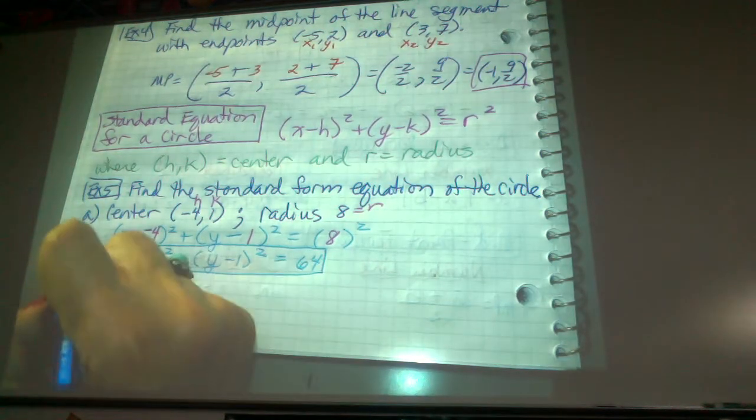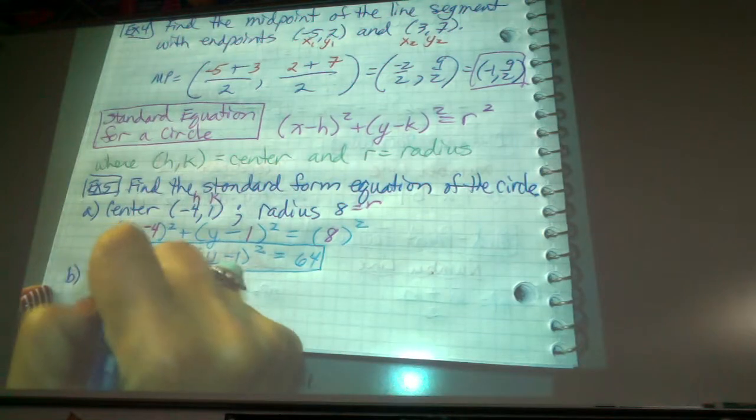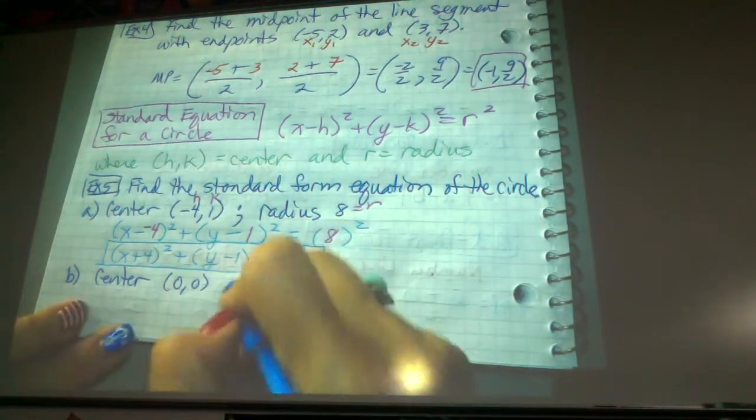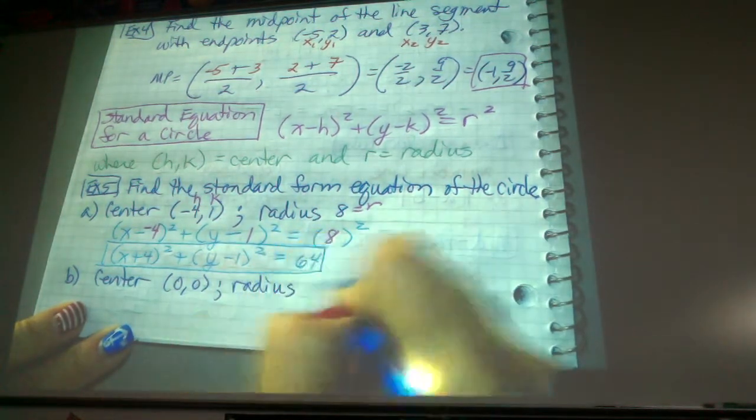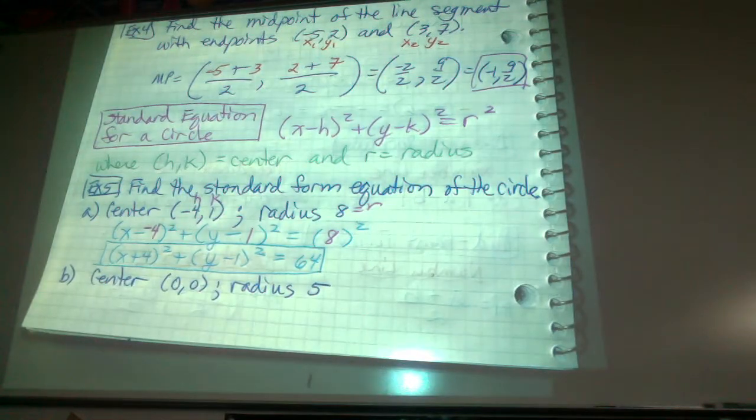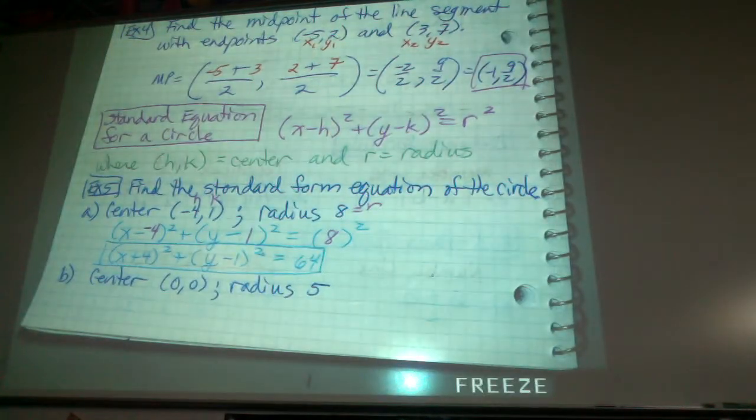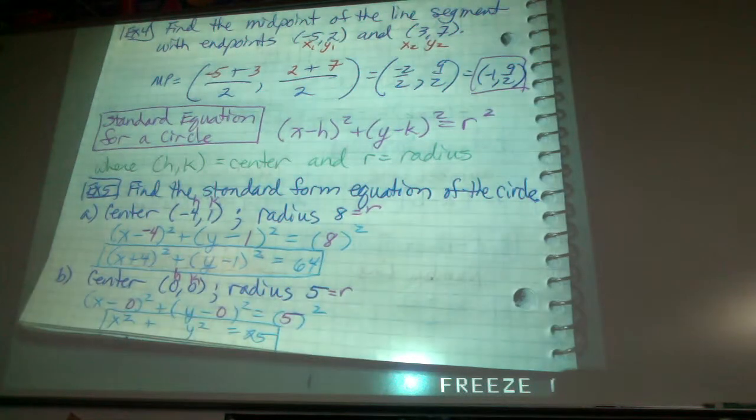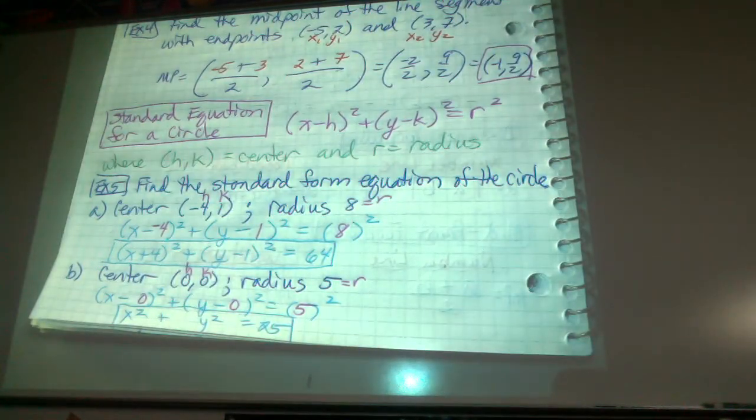Part B, center (0, 0), radius is 5. So do that one on your own. And your answer should be x² + y² = 25.